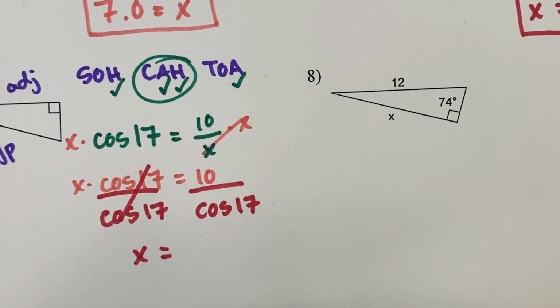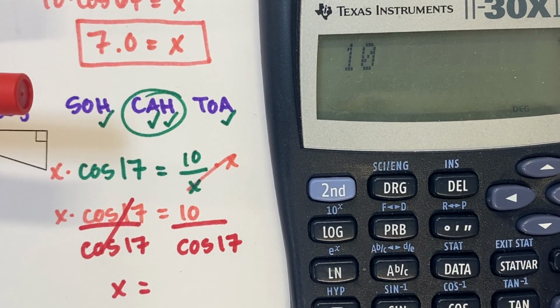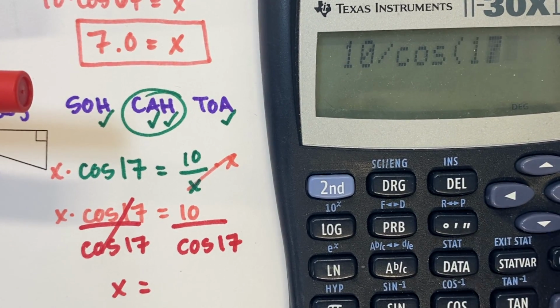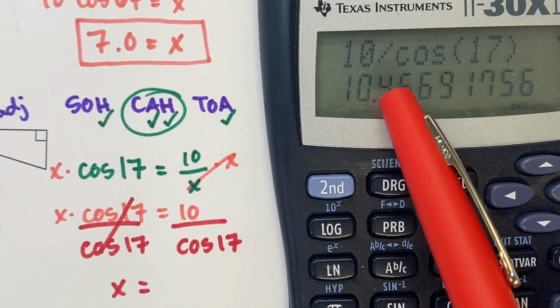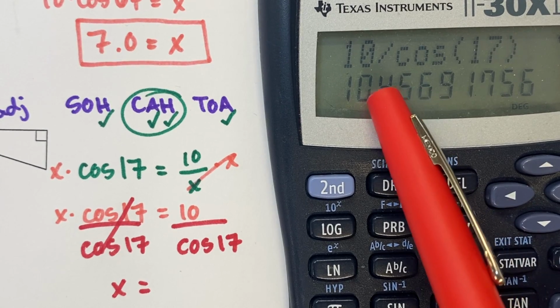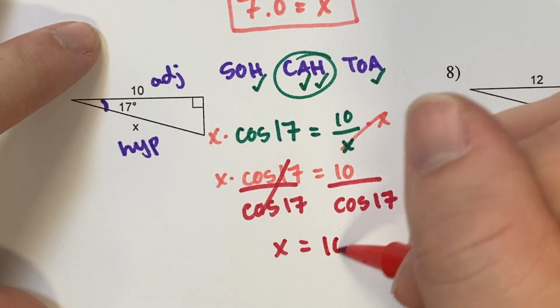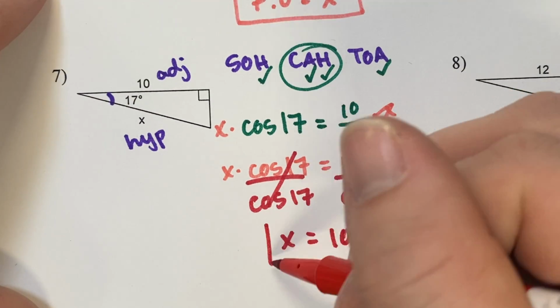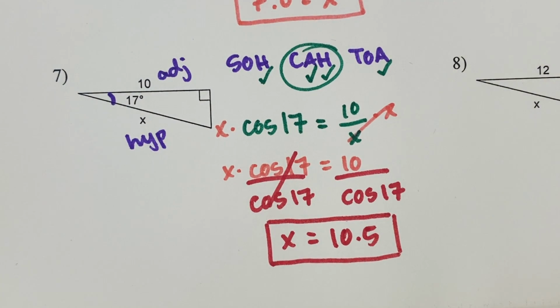Okay, let's pull out our calculator. So now I have 10 divided by cosine of 17. 10.45, we want it to the nearest tenth, so we look behind the 4. Because it's a 5, it's going to bump that 4 up. So our final answer, 10.5. Beautiful.